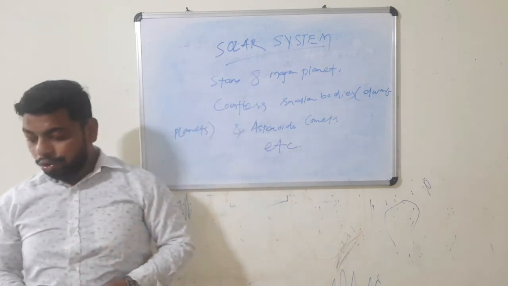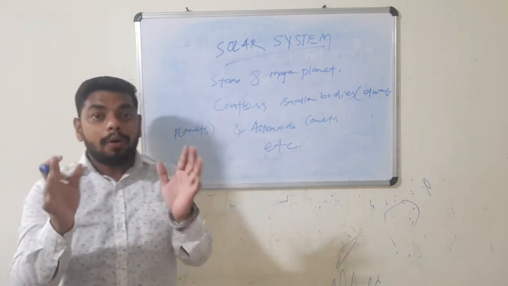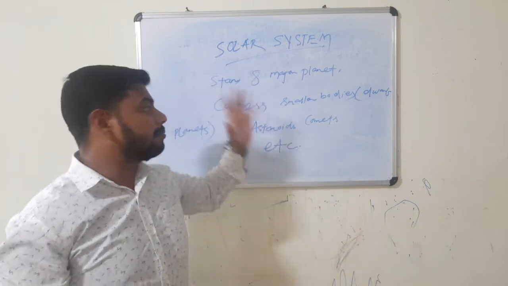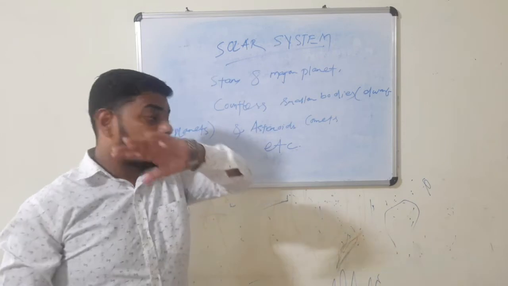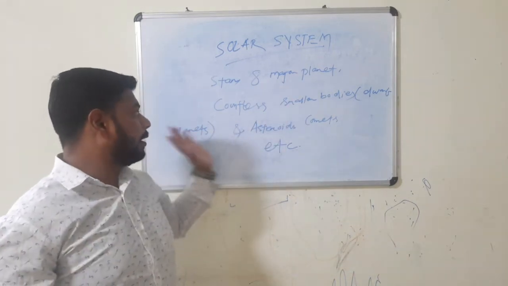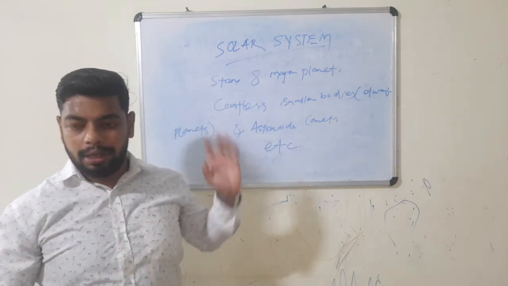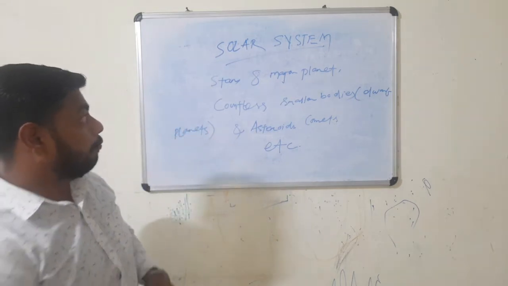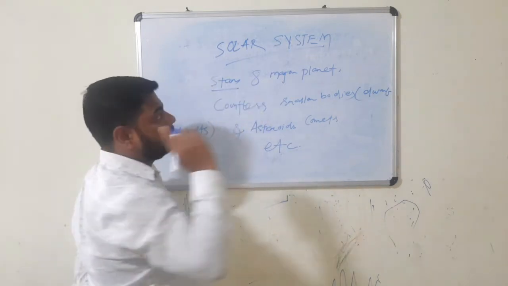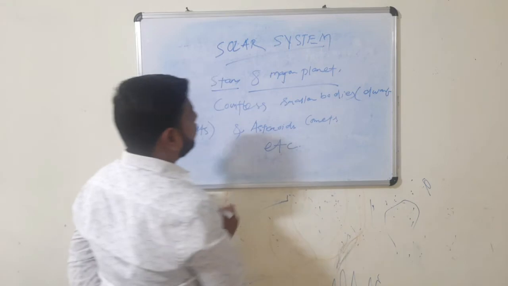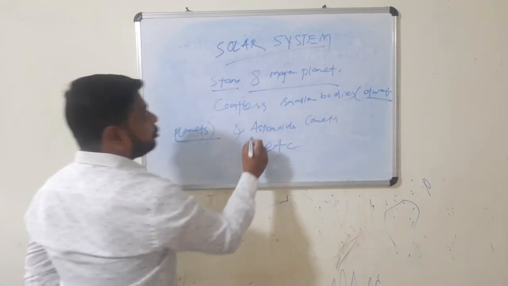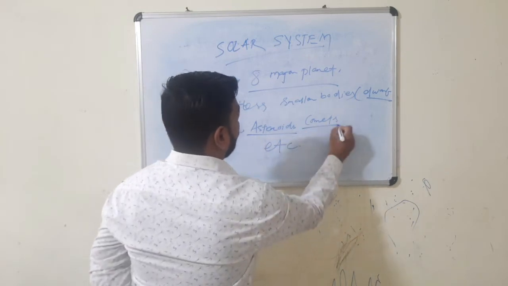Got it? So what do you mean by solar system? Our solar system comprises a star, eight major planets, and countless smaller bodies, dwarf planets, asteroids, comets, etc. We will discuss one by one: the star, that is the sun, in detail, then the eight major planets, then the dwarf planets, and also the asteroids, comets, etc.